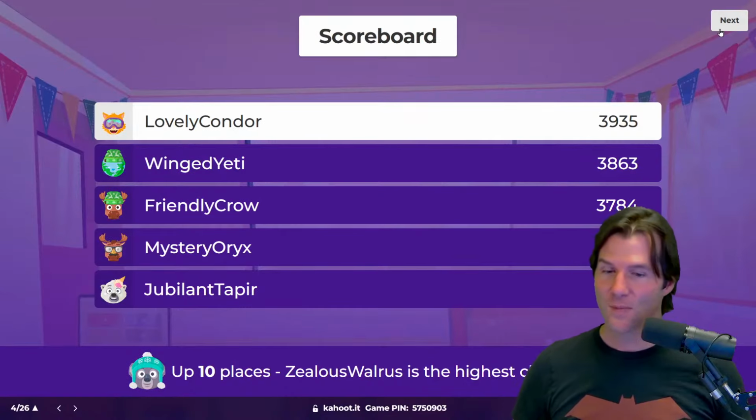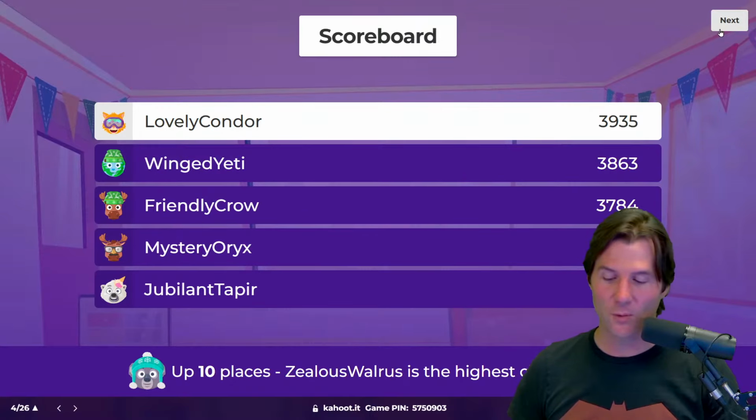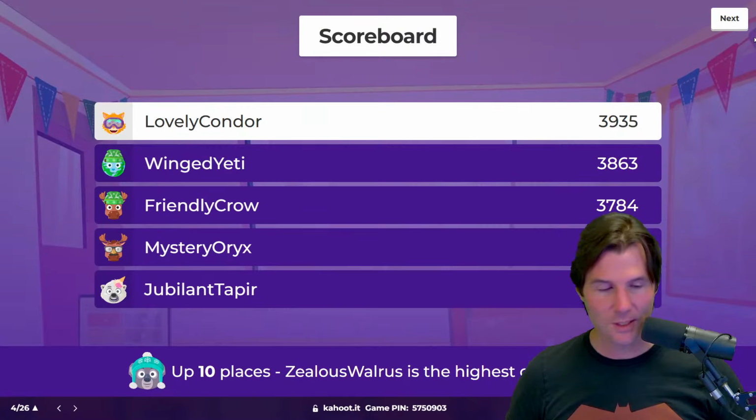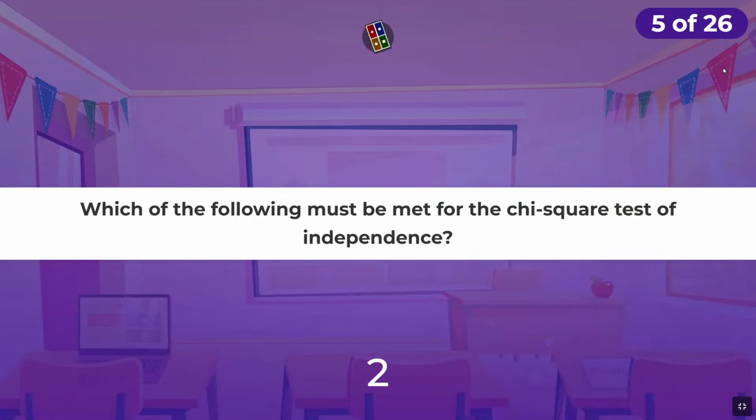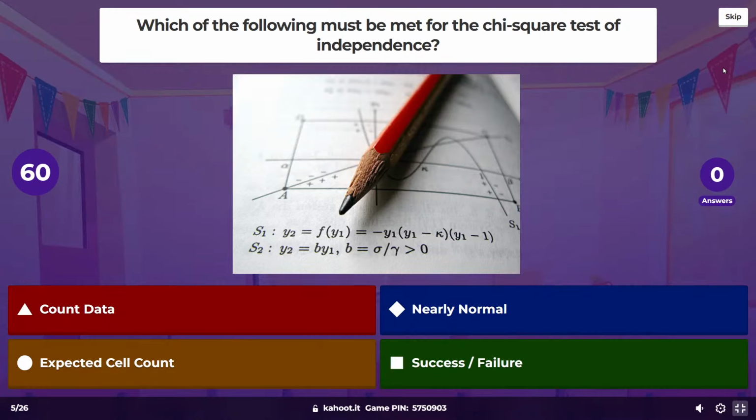I like it. Okay, Lovely Condor, Winged Yeti, Friendly Crow, Mystery Orcs, and Jubilant Tapir. Which of the following must be met for the chi-square test of independence? So there might be multi-select here. Good review.